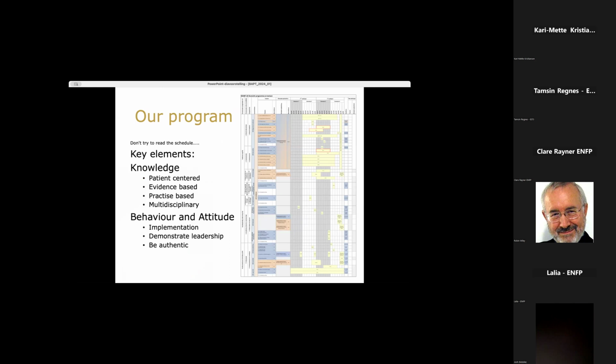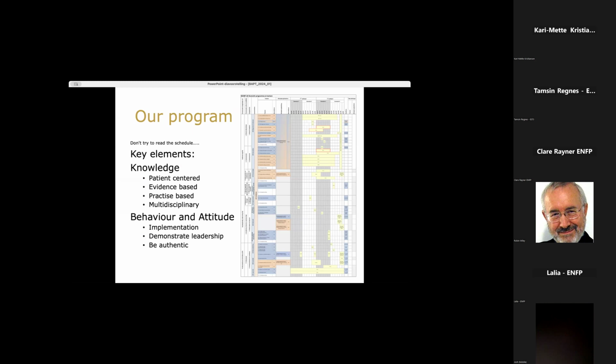But the key elements we introduced is that knowledge is patient-centered, evidence-based, practice-based, multidisciplinary, and you have to act, you have to perform with behavior and attitude. You have to do things, implement things, knowledge, but also change or growth within work. You have to demonstrate leadership, and you have to be authentic. So when I watched Roy Childs in the hour before me, I loved it, because that's also the thing he was telling. He was telling us to be authentic.